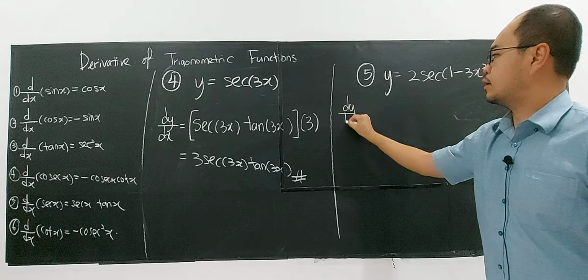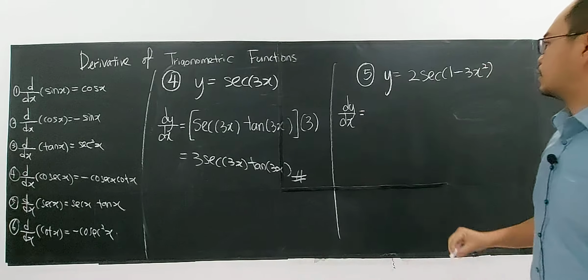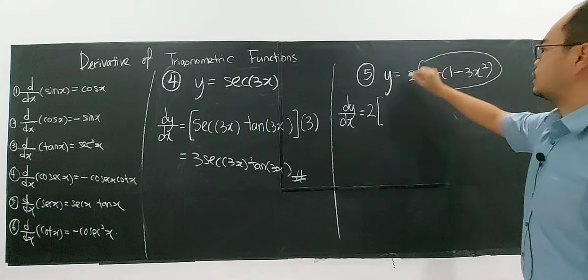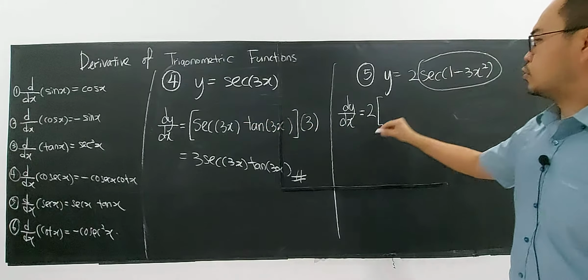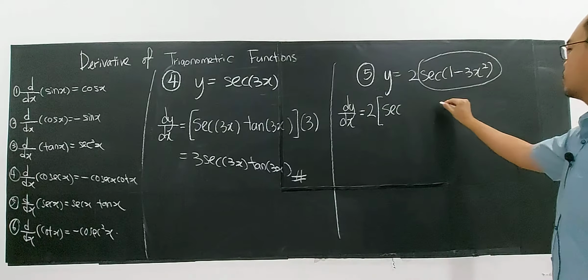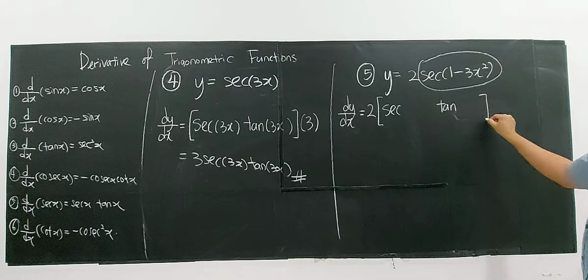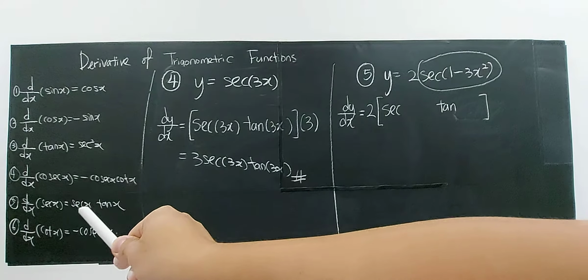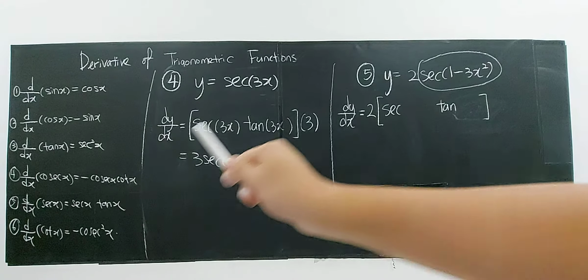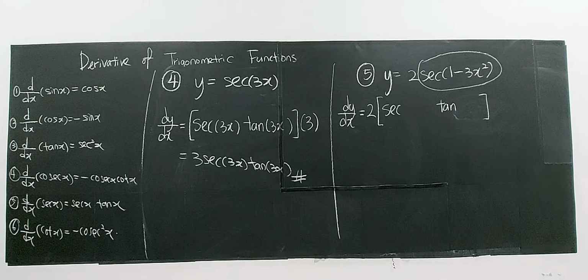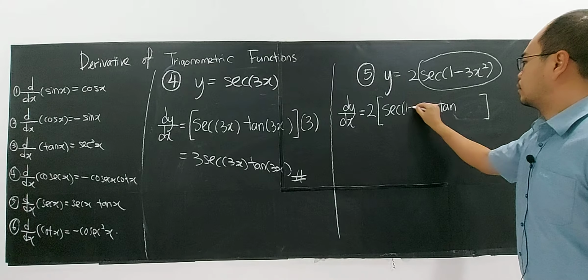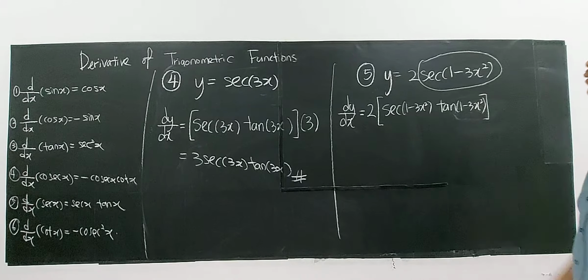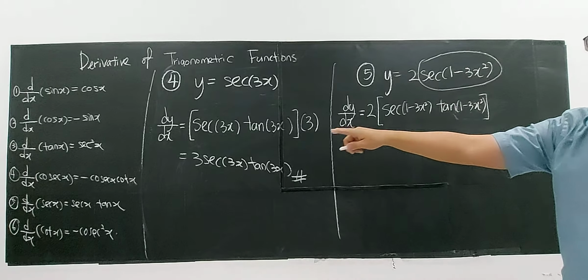So your dy/dx. 2 is just a constant, right? So I start differentiating what is here. Look at the formula for secant. Based on the formula, differentiating secant gives you secant tangent, right? So then 1 minus 3x squared, 1 minus 3x squared. So the first step, I use that formula.